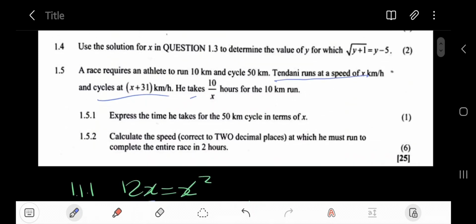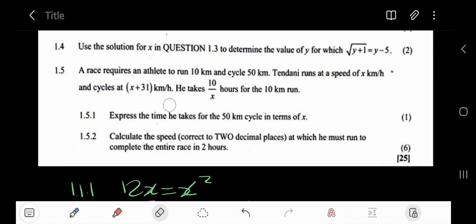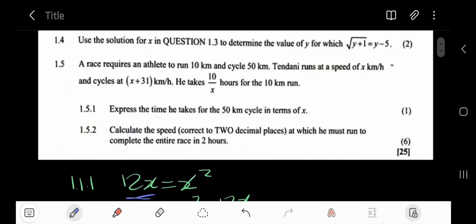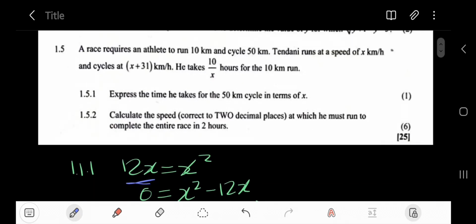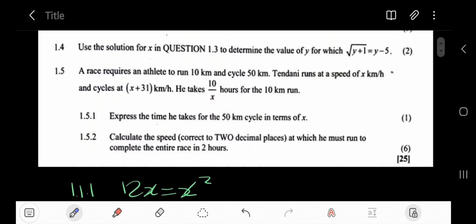So now what they want from us is to express the time he takes for the 50 kilometers cycle in terms of x. You can look at this as calculus, because it is calculus actually. It's just a real life application, like a word problem. So we need to come up with an equation that expresses the time he takes for the 50 kilometer cycle in terms of x.